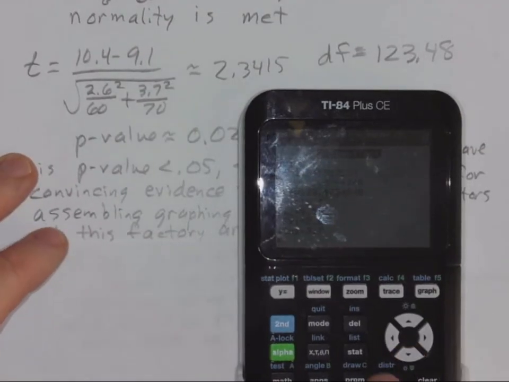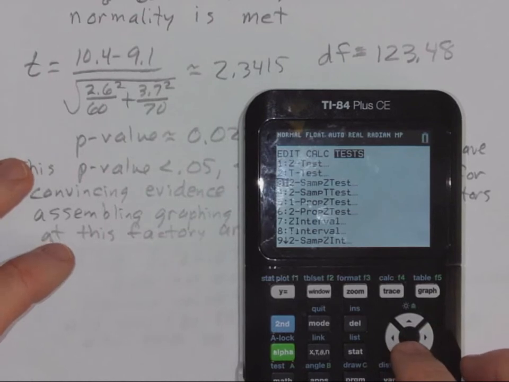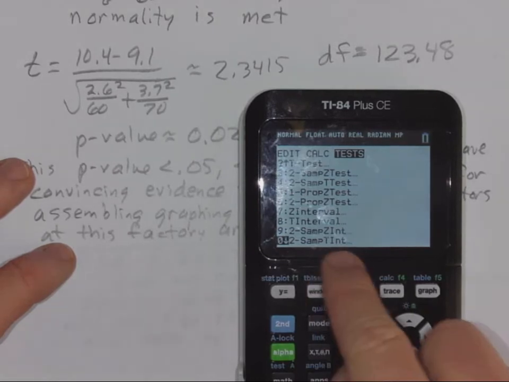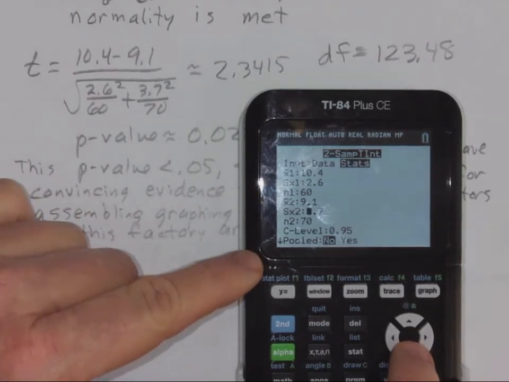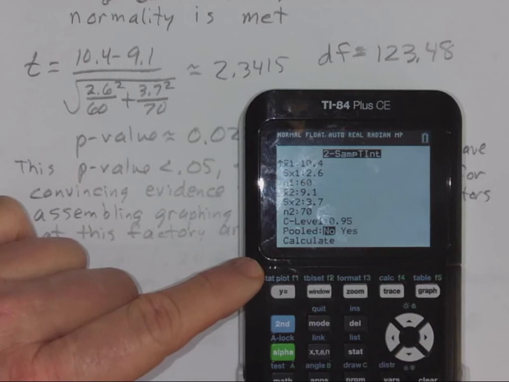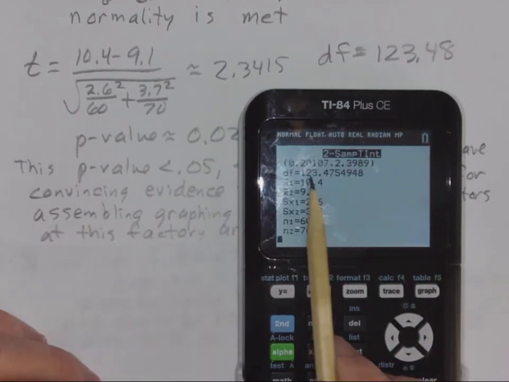And so what we would do is we would go stat, test, and this is a 2 sample t interval. So a 2 sample t interval is right there. I hit enter, and so we are working with stats, and there are the stats that I just entered. Confidence level 95%, always say no to pooled, hit calculate, and there's our interval.